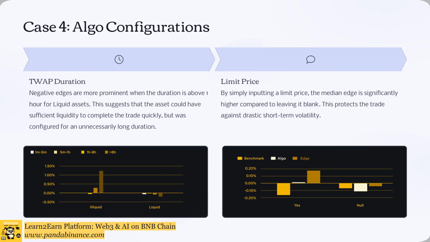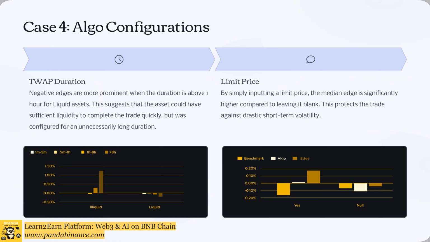Building upon the comparison of TWAP and POV, let's analyze specific settings within each algorithm. This case study, Case 4, focuses on the impact of Algo configurations. First, we'll examine TWAP duration. The chart reveals that extending TWAP duration beyond 1 hour for liquid assets results in negative edges. This suggests that liquid assets, due to their inherent trading activity, execute rapidly, making longer TWAP durations inefficient. Shorter durations generally yield better returns.